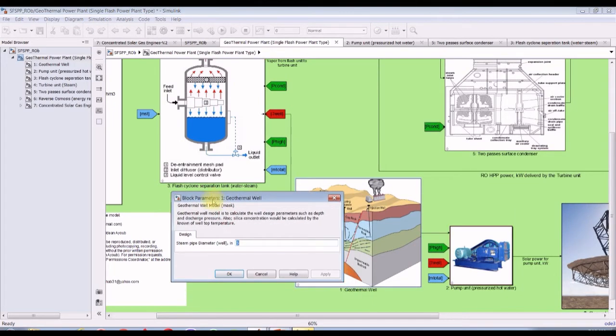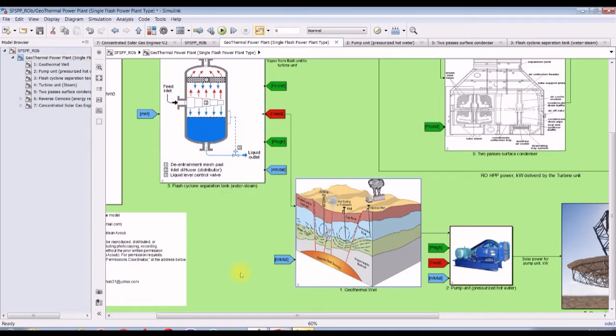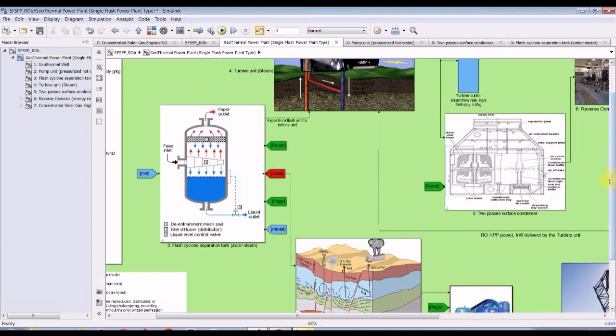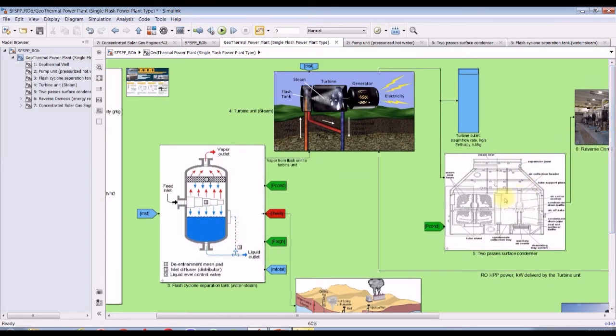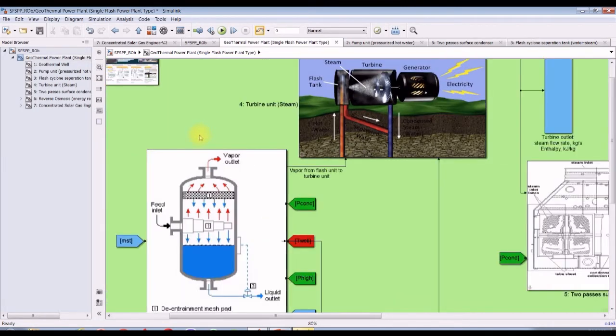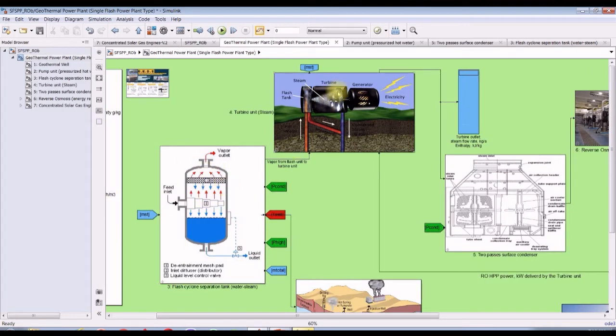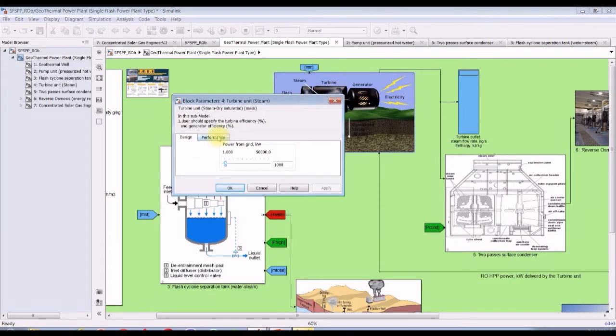Okay. I'm going for the geothermal well. What is quite important here is the steam pipe diameter in inches, 5 inch. It's okay. And these two units are quite interesting: the flash tank and the turbine unit. For the turbine unit, you have to specify the efficiencies of the generator and the turbine.